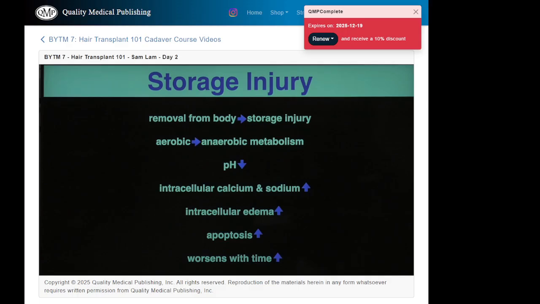So from a storage injury, what is storage injury? It's basically any time a graft is taken ex vivo, out of the body, that is going to cause storage injury. And what is occurring in terms of this cascade mechanism when you take it out of the body? It immediately has the storage injury, which is basically a conversion of aerobic to anaerobic metabolism, a drop in pH, an influx of intracellular calcium and sodium, which then causes intracellular edema, which then programs cell death, which is called apoptosis, which only gets exacerbated with increased time out of body.